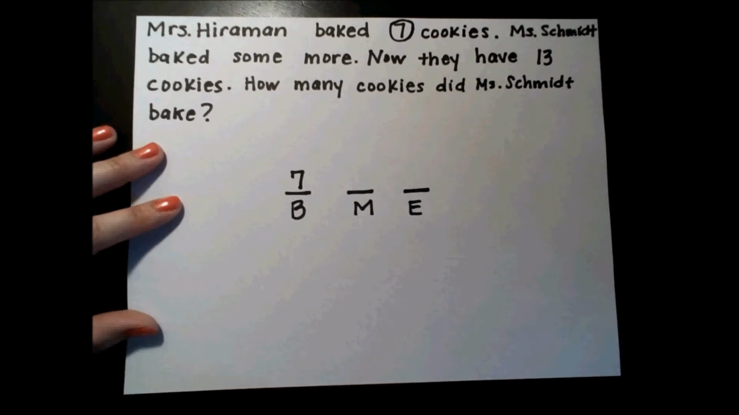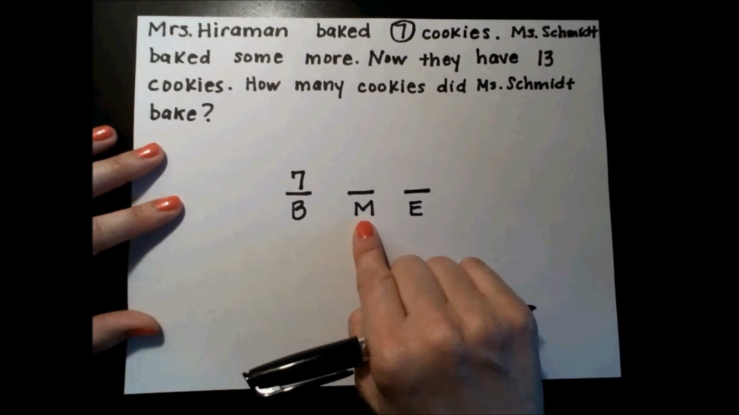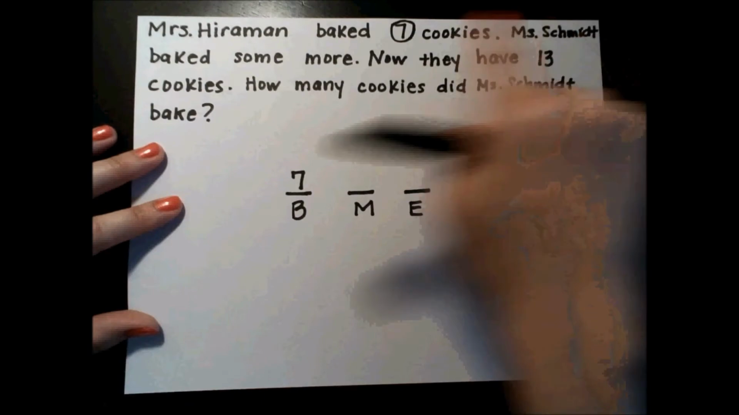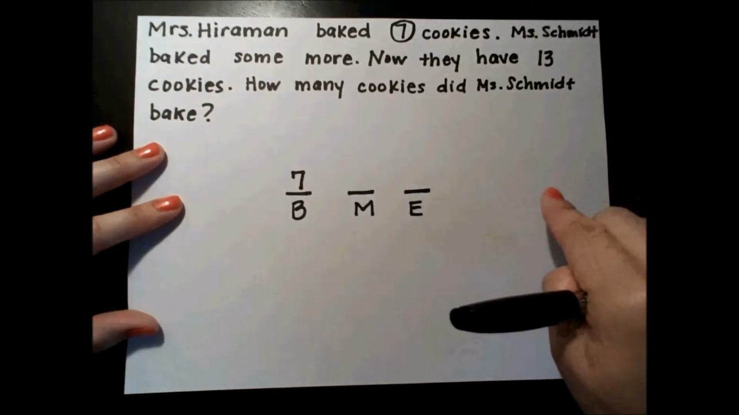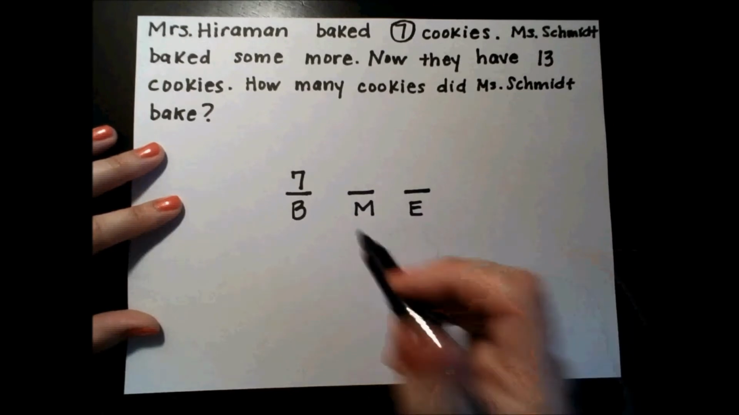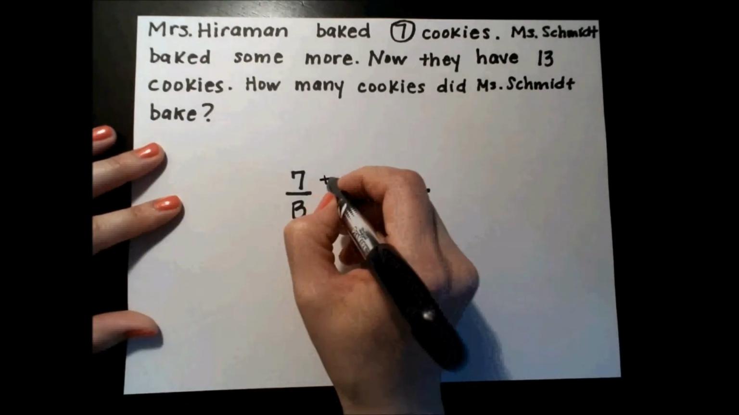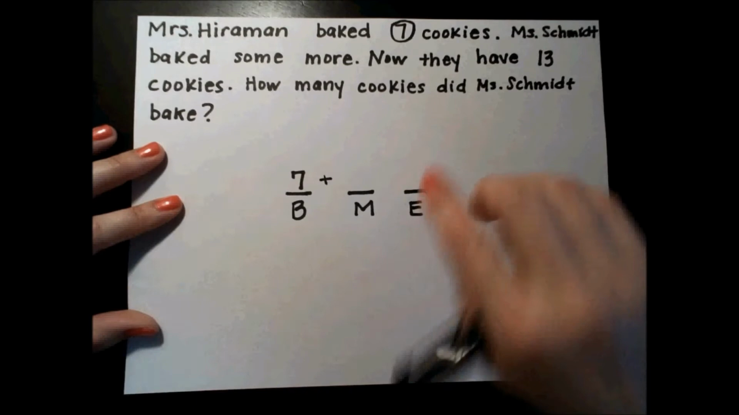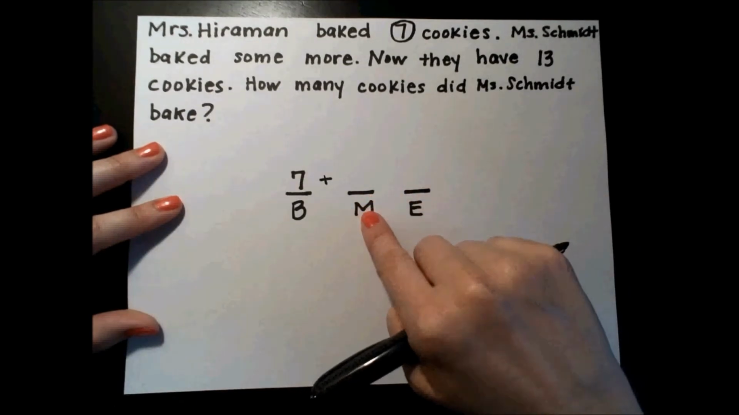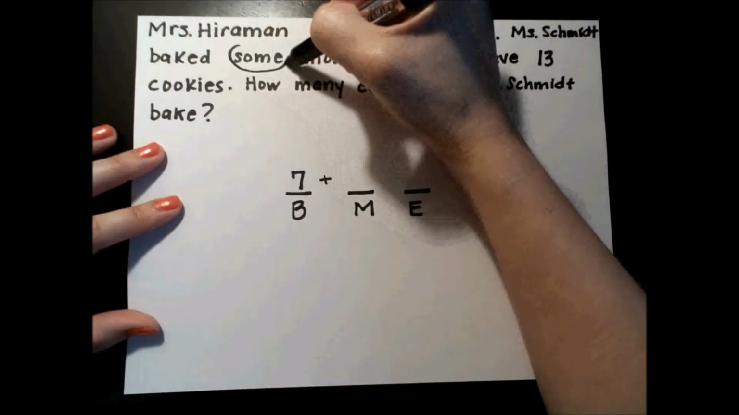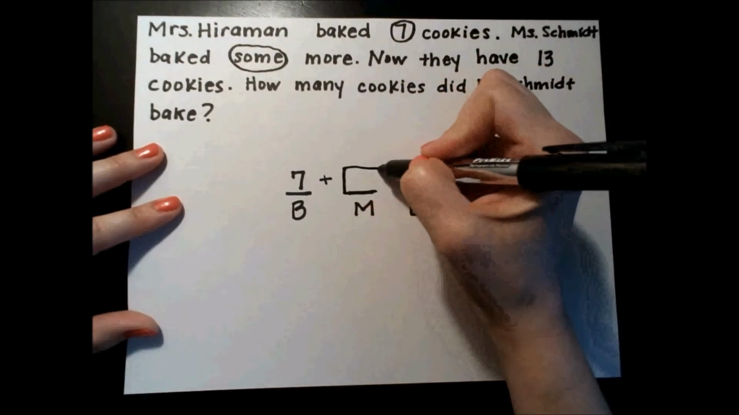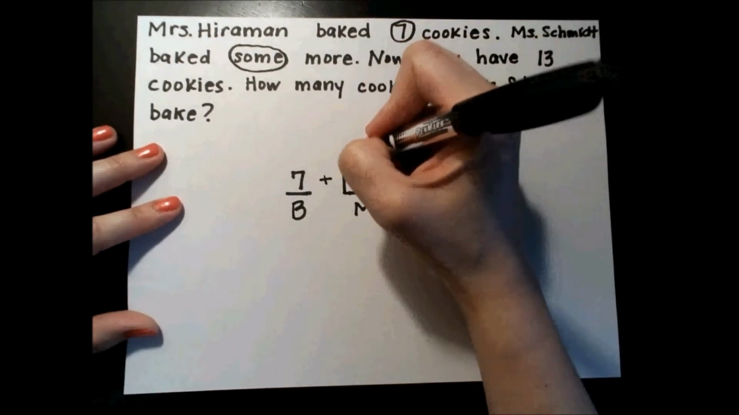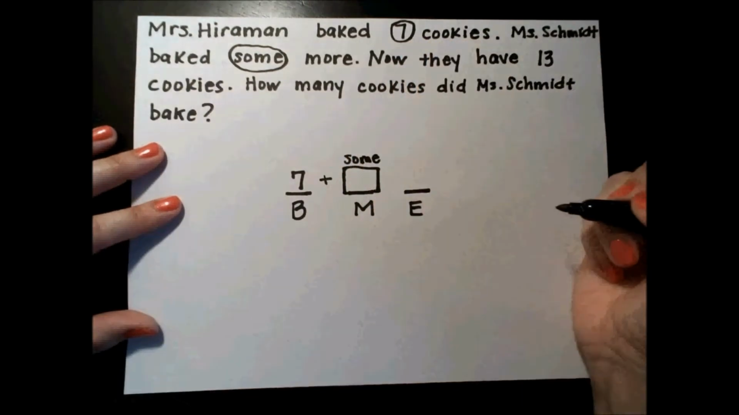Now the middle of my story. Let's read the next sentence. Miss Schmidt baked some more. Well, if she's baking more, my numbers are going to get bigger. So I know that I need a plus sign. How many did she bake? We don't know. It says that she baked some more. So this number, we don't know. She baked some more, but we don't know how many.